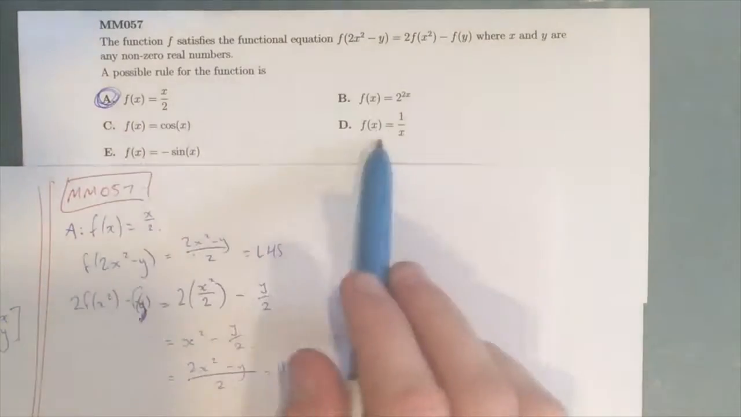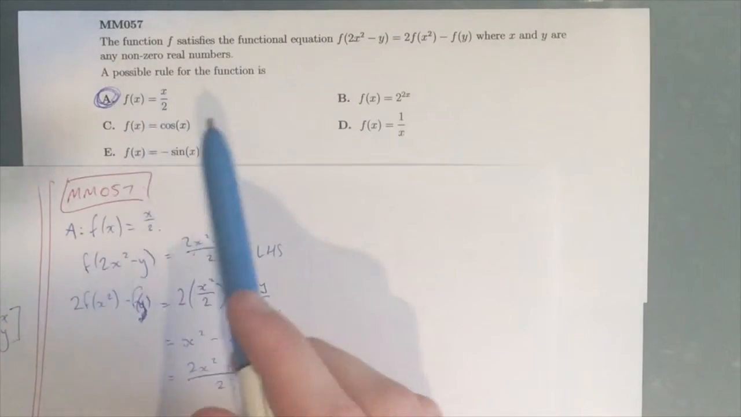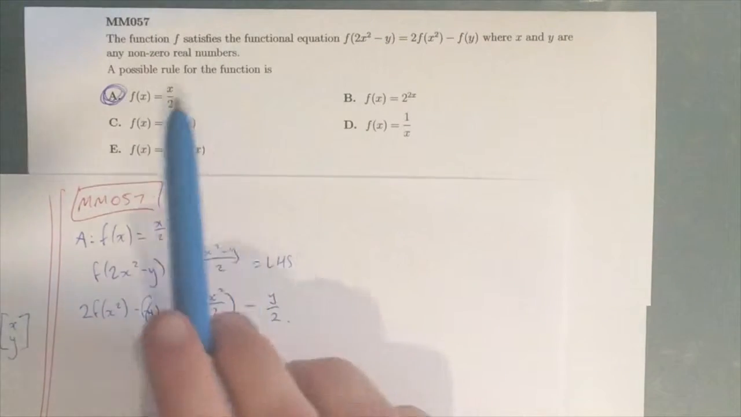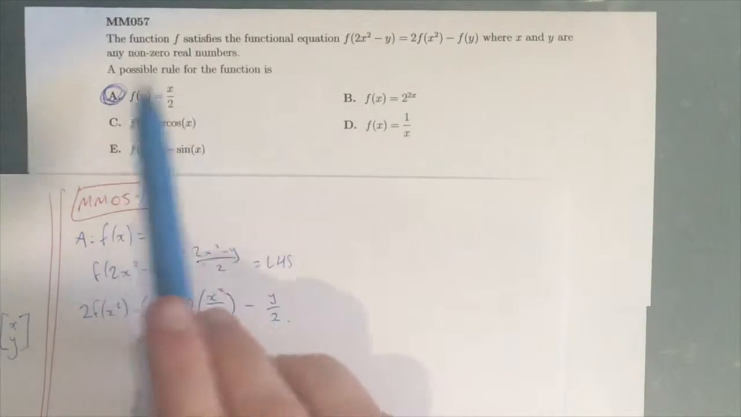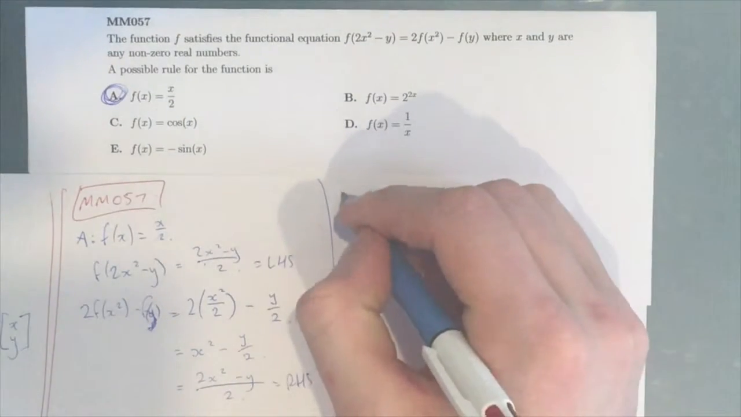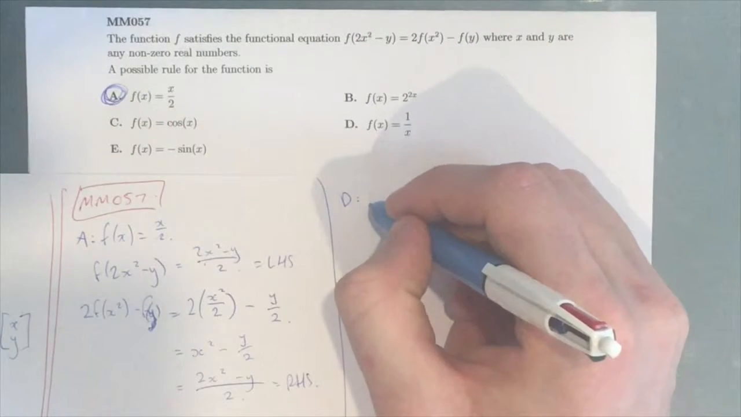And the way that you test the other ones, and that was just luck, I would have started with this one regardless of whether I knew it was the answer or not. Because that's the simplest one to test, I would test that first. Let's test D just for practice's sake, and just see what would happen.